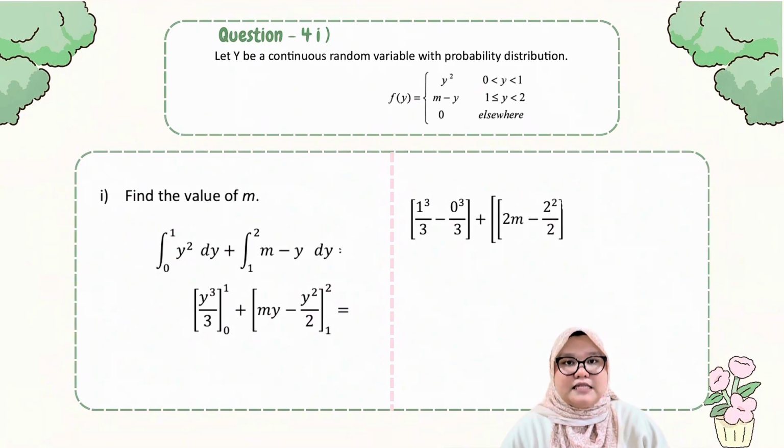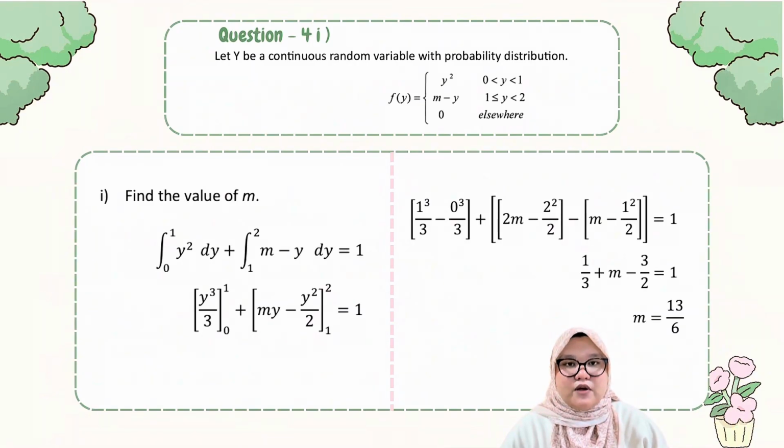Next, we have an example of a continuous random variable with a given probability distribution. We were asked to find the value of m so that the total area under the curve equals 1, which is a requirement for any probability distribution.